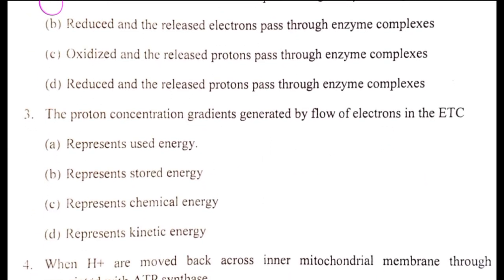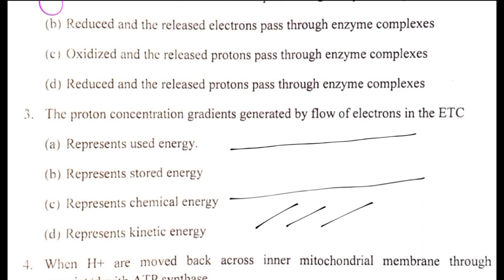Question 3. The proton concentration gradient generated by flow of electrons in the electron transport chain represents what? Because we know that when the complexes become supercharged, they start transporting protons or hydrogen ions from inside the mitochondria to the intermembrane space, the space that is found between the inner mitochondrial membrane and the outer mitochondrial membrane. Imagine that's our outer mitochondrial membrane, and that's our inner mitochondrial membrane. Then here, this is inside the mitochondria.